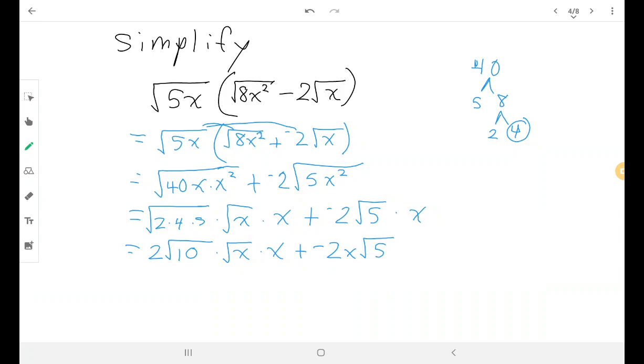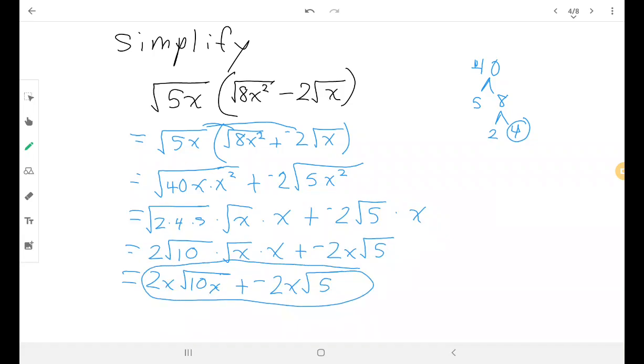and so we'll have that equals, let's put these square roots back together, and let's reorder this so that those two are together. So it'll be 2x times the square root of 10x plus negative 2x times the square root of 5. And that's as good as any other.